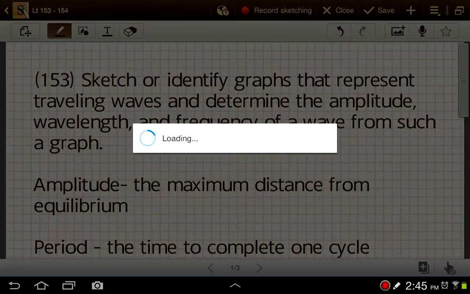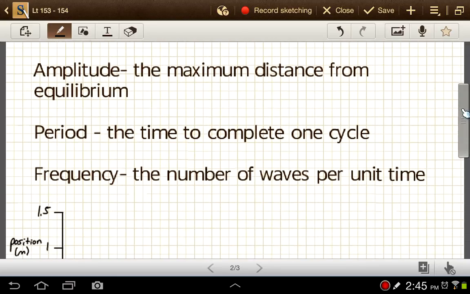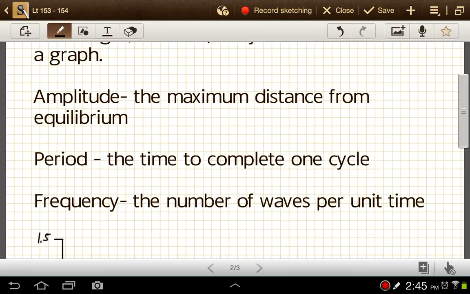Now there are several measurements that we make with waves in general, and we'll talk about some of the specific measurements that we can make with certain types of waves as well. The first measurement, though, that we make is the amplitude. The amplitude is the maximum distance away from equilibrium.